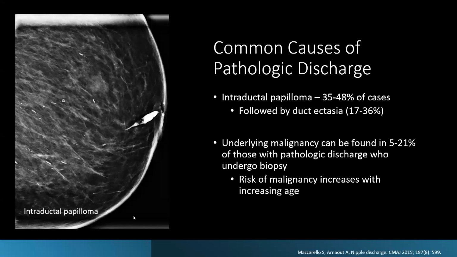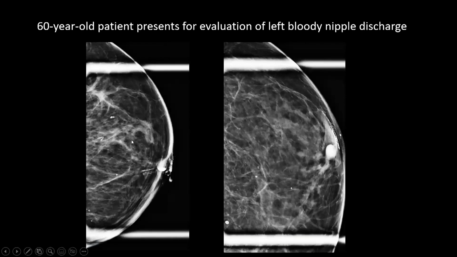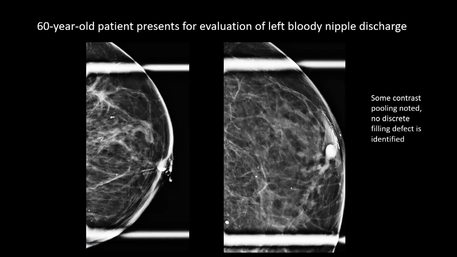So you can see here, this is an intraductal papilloma. This is a ductogram. The contrast fills this dilated duct, and then we have a filling defect where the small papilloma is. This is a 60-year-old who comes in because she had bloody nipple discharge from the left breast. You can see that we're imaging after we have cannulated, and there's contrast in this dilated system right behind the nipple, and you have some pooling of the contrast right in the nipple. We did not see any discrete filling defects.